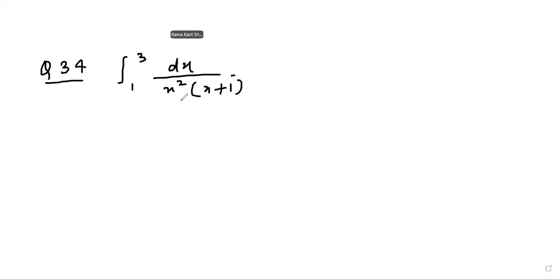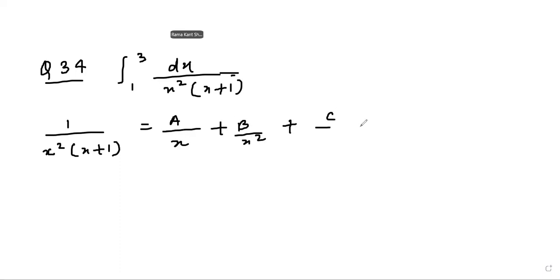It is a simple question. It can be solved by using partial fractions, that is 1 upon x square times x plus 1 can be written as A upon x plus B upon x square plus C upon x plus 1. Then we can get the values of A, B, C, and then we can easily integrate by putting the values. So this will become A upon x, where A will have a certain value. The integration of this will be log x times A. Similarly, this will become x power minus 2 plus 1 divided by minus 2 plus 1, and this will be log. So this can be done.